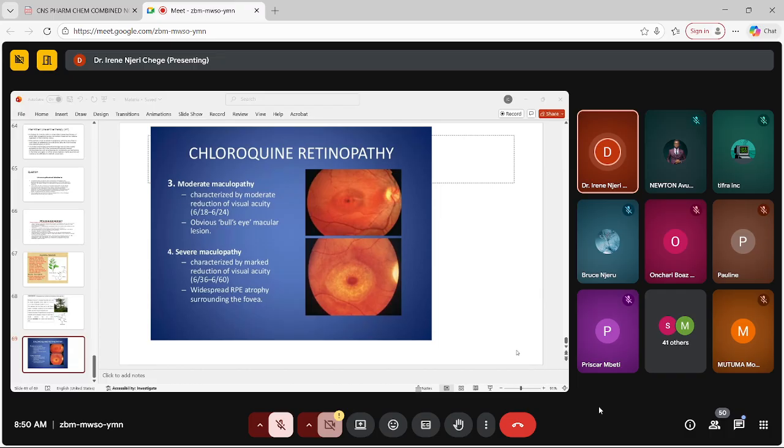Then we have something called radical cure, which I mentioned. We're asking whether a single agent can give radical cure. What is radical cure? It eliminates both the hepatic stage and the erythrocytic stage. So there's no single agent, but you can combine drugs that act on the hepatic stage and the erythrocytic stage to give a radical cure.